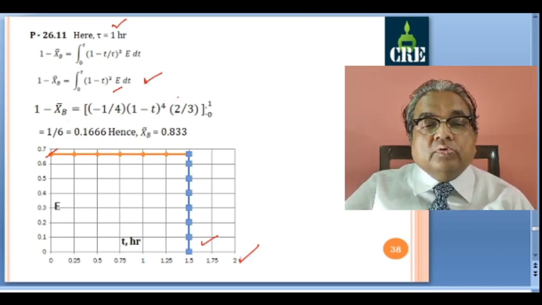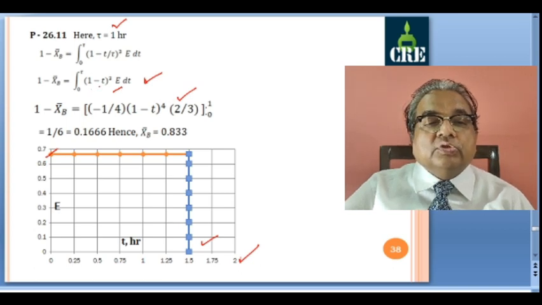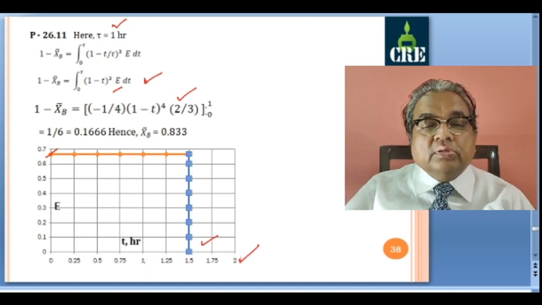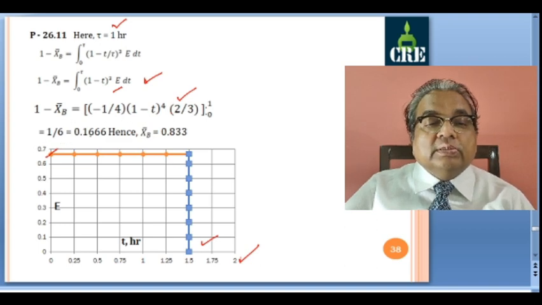So this value 2 by 3 I have substituted for E, and when you solve this integral, e raised 1 minus t whole cube, the integration of this is (1 minus t) whole bracket raised to 4 into minus 1 by 4, and limits are 0 to 1. Here time is up to 1.5, but tau is 1. This represents the residence time distribution. We are interested only till the time required for complete conversion. So 0 to 1. When you substitute these limits and solve, this will reduce to 1 by 6.